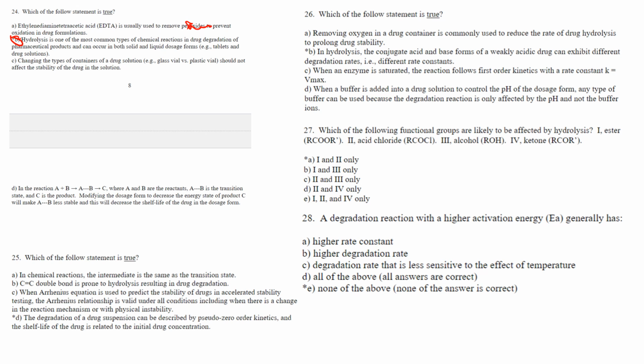Changing the type of container does not affect the stability. That's not true. Why else would we have amber vials for things? And then this is a lot of kinetics. I think this has to do with decreasing the energy state of C will make AB less stable. That part is true, but this will decrease the shelf life. That's not necessarily true. So again, just some semantics in that problem. Some parts of it were true, but overall it was false.